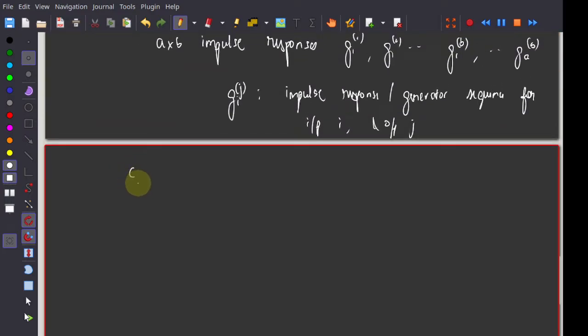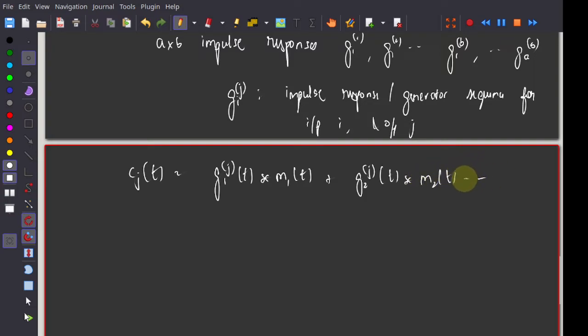And what is Cj of t equal to? So Cj of t is going to be G1j of t convolved with M1 of t, plus G2j of t convolved with M2 of t, and so on, up to Gaj of t convolved with Ma of t.